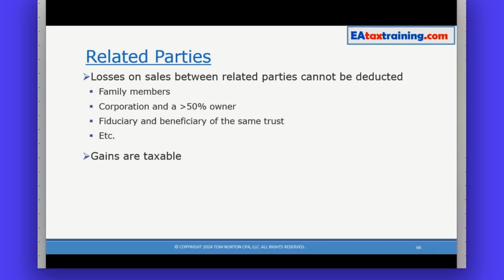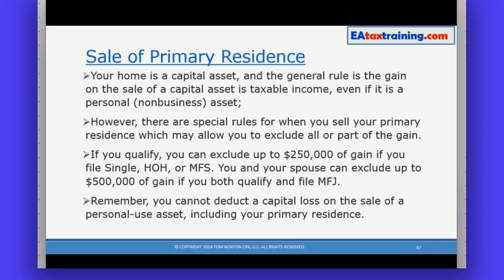What the IRS is trying to do here is to stop abuse. They don't want families or closely related people generating tax losses out of thin air by saying, hey, I'll sell this to you at a ridiculously low price so that I can get a tax loss. And then you can just let me keep using that asset or whatever it is. So they don't allow tax losses on sales between related parties. Gains, on the other hand, are taxable. So if you sell something to a related party at a gain, then it is taxable.